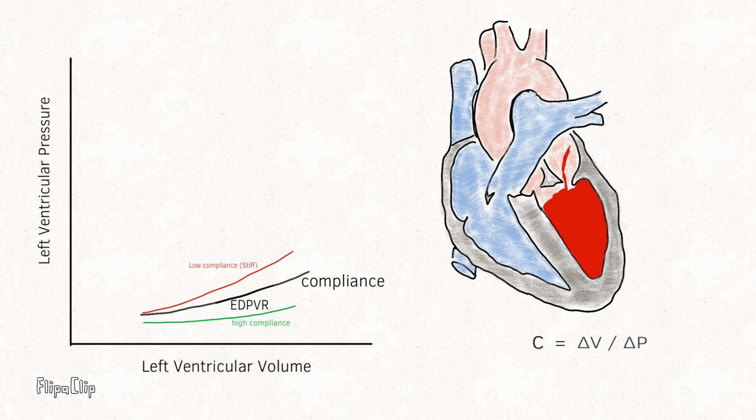Once ventricular contraction begins, both the mitral and aortic valves are closed. Because no blood enters or leaves the ventricle, volume remains constant, while pressure rises rapidly due to active myocardial contraction. This phase is known as isovolumetric contraction.